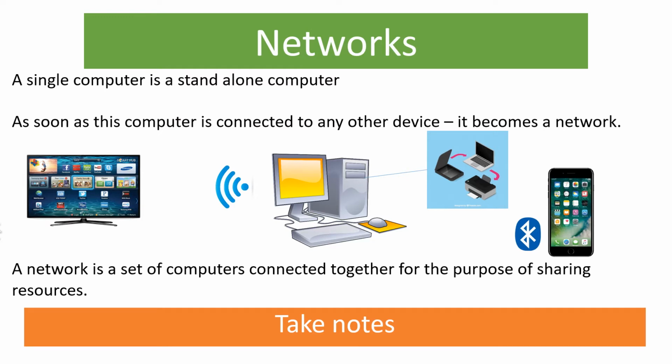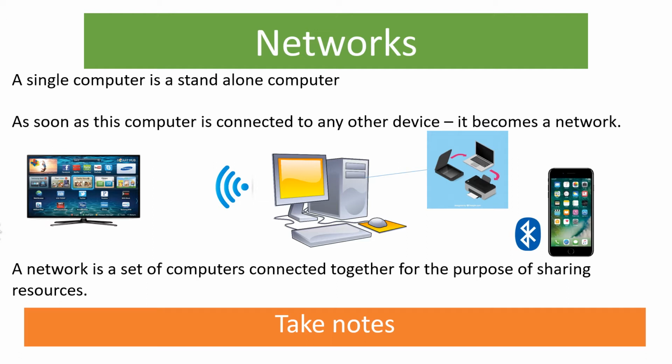First of all, however, what is a network? Well, in the old times, we'd have a single computer known as a standalone computer. This is not networked in any way, it has no form of communication, it's a computer without any form of networking. That means it's not connected to the internet, it's not connected to a printer, it's no Bluetooth. As soon as we connect a computer to another device, it actually becomes part of a network.